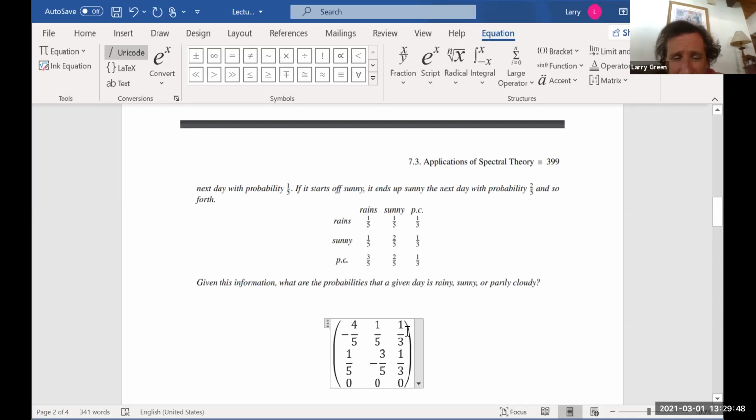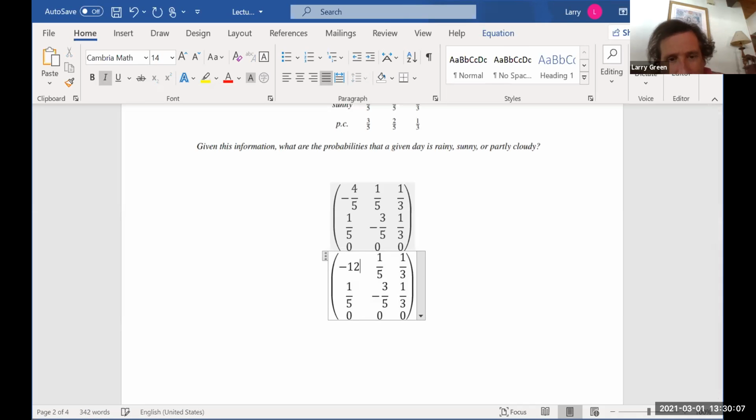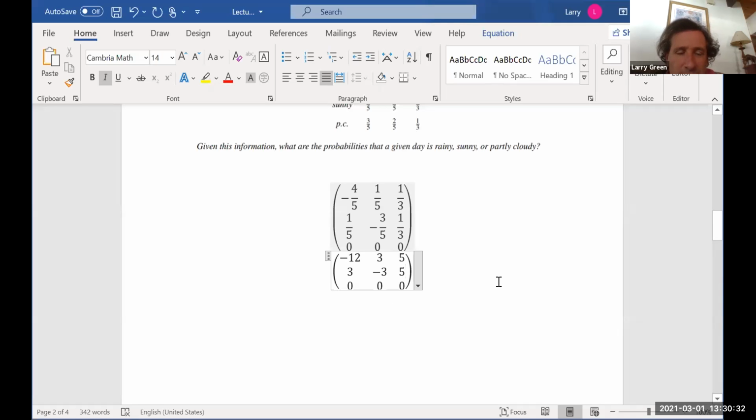Just to make life a lot easier, I'm just going to multiply by 15. I'm allowed to do that because I'm RREFing. Then I don't have to worry about all these fractions. So if I multiply by 15, the first one becomes -12, and then 3, and then 5, and then 3, and then 9, and then 5. Any questions on that? Okay. And again, I could use Symbolab, but this isn't that bad.